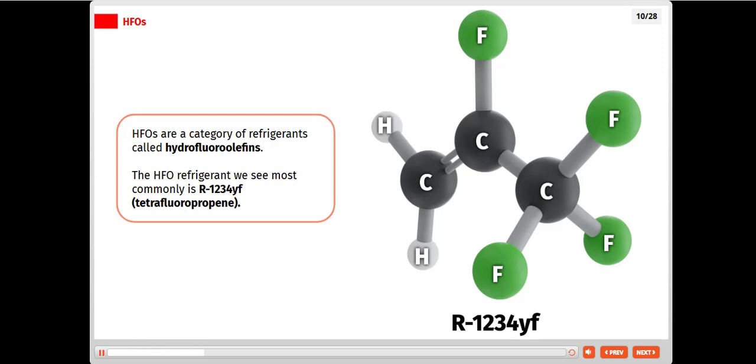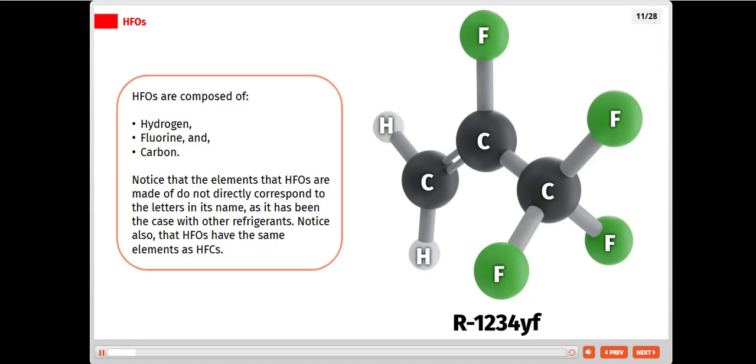HFOs are a category of refrigerants called hydrofluoroolefins. The HFO refrigerant we see most commonly is R1234YF, tetrafluoropropane. HFOs are composed of hydrogen, fluorine, and carbon. Notice that the elements that HFOs are made of do not directly correspond to the letters in its name, as it has been the case with other refrigerants. Notice also that HFOs have the same elements as HFCs.